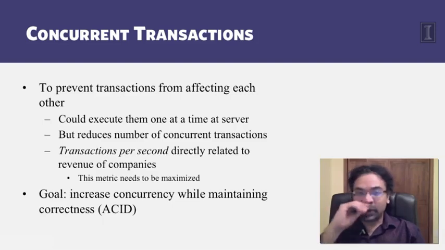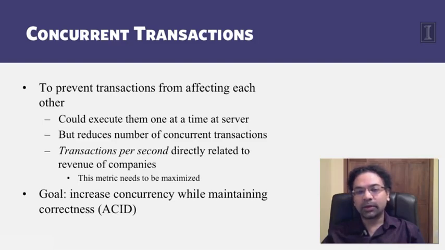One of the simplest ways of achieving this is to just allow one client at a time to execute a transaction with the server. So a client comes in, acquires a lock on the server, for instance, and then executes its transaction. And then once it's done, the second client comes in, and so on and so forth. This works as far as correctness is concerned, but it's pretty bad as far as performance is concerned. It reduces the number of transactions that are executing concurrently.